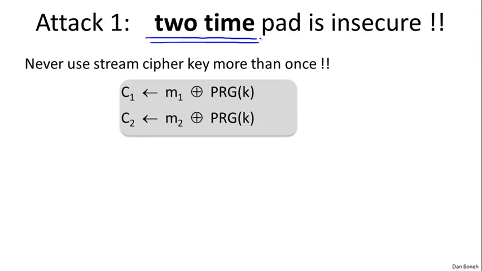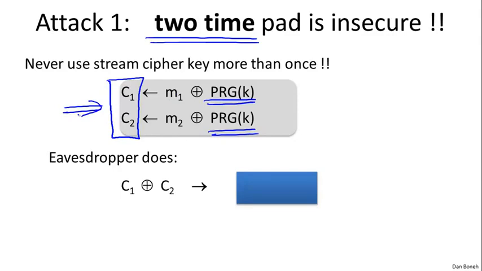Here we have 2 messages, M1 and M2, that are encrypted using the same pad. So the resulting ciphertexts, C1 and C2, are encryptions of these messages, but both are encrypted using the same pad. Now suppose an eavesdropper intercepts C1 and C2. The natural thing for the eavesdropper to do is compute the XOR of C1 and C2, and what does he get when he computes this XOR?